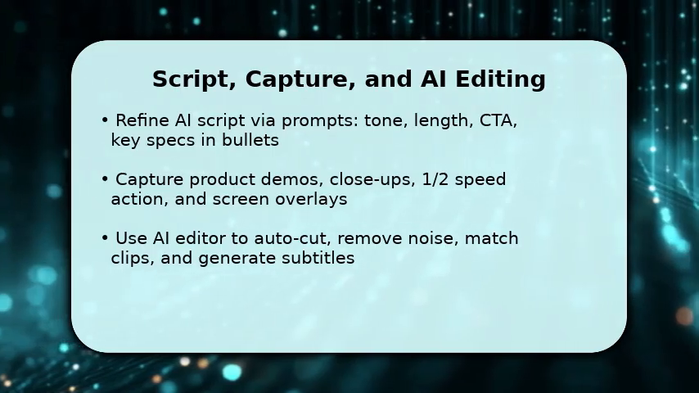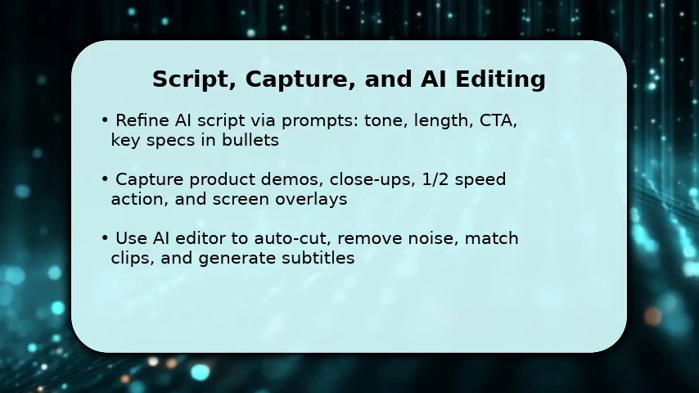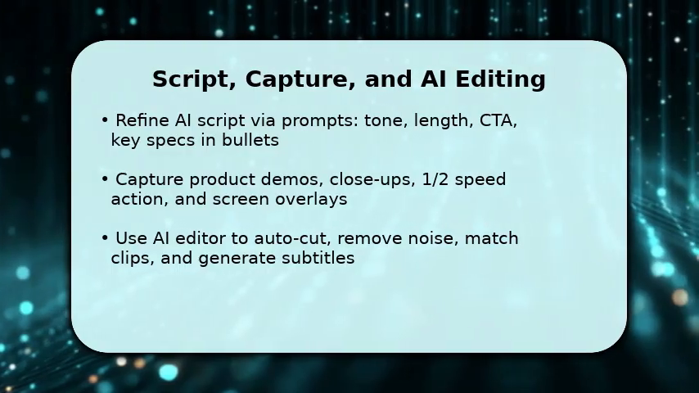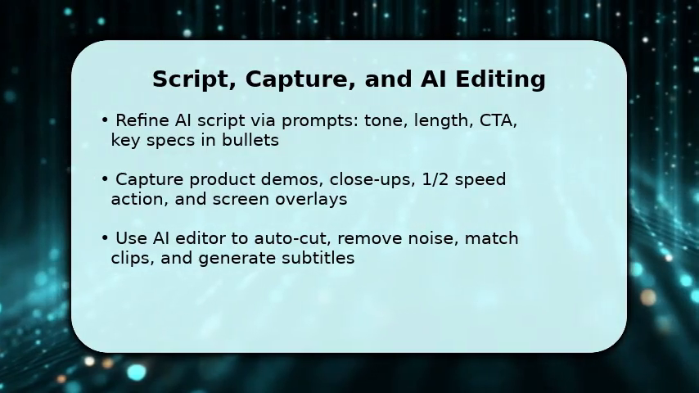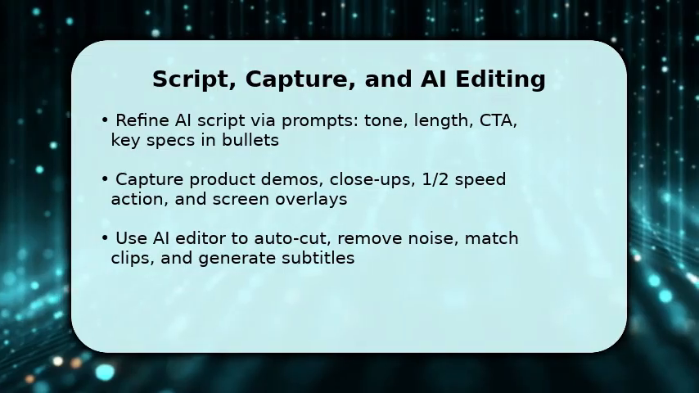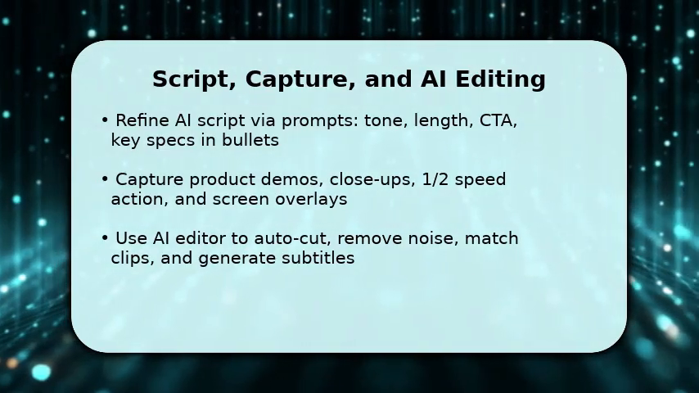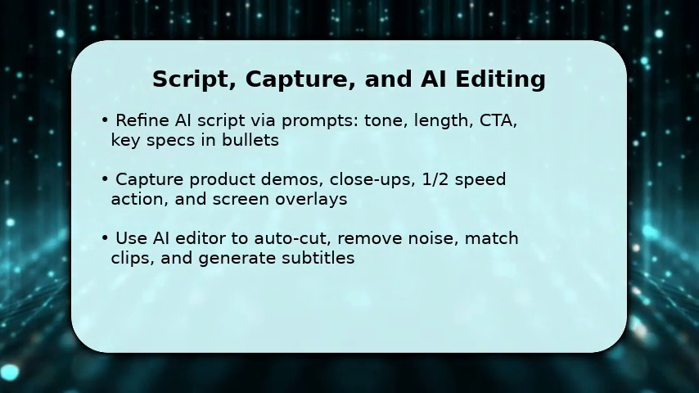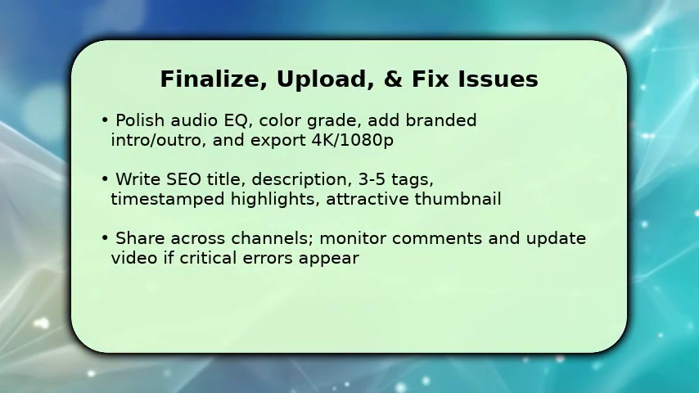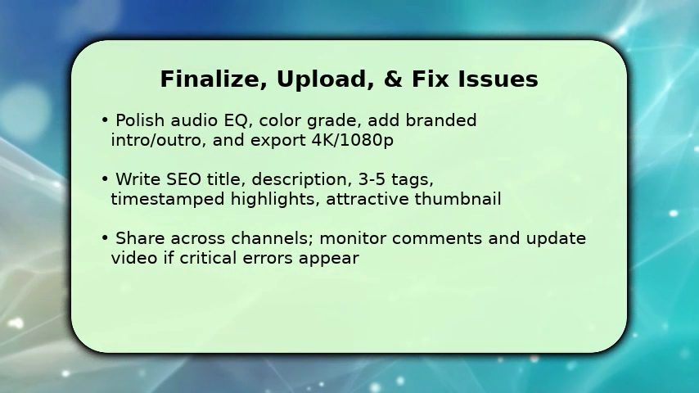Once clips are ready, run them through an AI editor to auto-cut filler, stabilize, remove background noise, and generate subtitle drafts. Make sure transitions keep pace. Finish by polishing audio with EQ and a limiter, then color grade for consistent skin tones and product pop. Export at 4K or 1080p depending on platform.